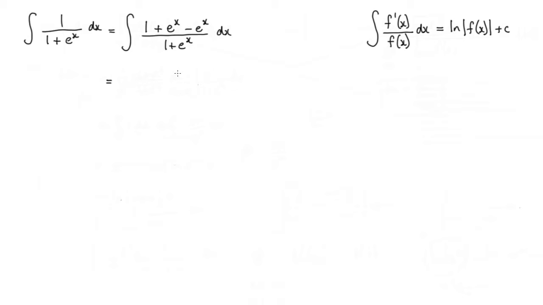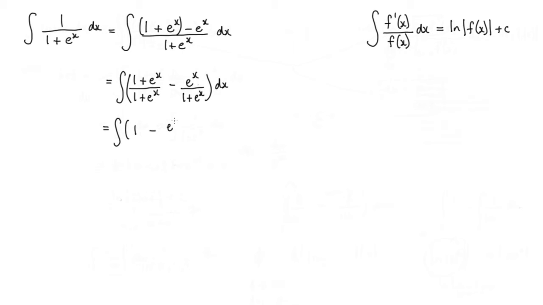Now I can actually split this into two fractions here. So I'm going to take this part here and write it as the integral of 1 plus e to the x over 1 plus e to the x minus e to the x over 1 plus e to the x. And that's all with respect to x. Now hopefully you can see we can actually cancel the numerator and denominator here to get the integral of 1 minus, and we can leave this as it is, e to the x over 1 plus e to the x with respect to x.